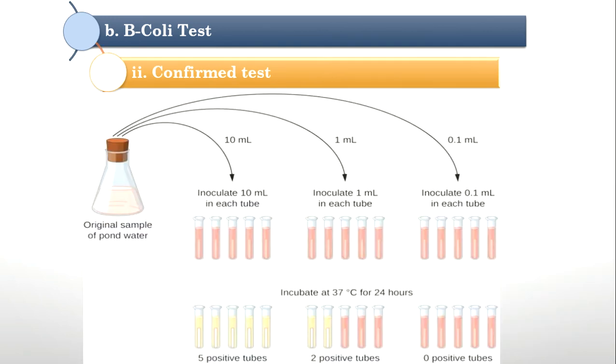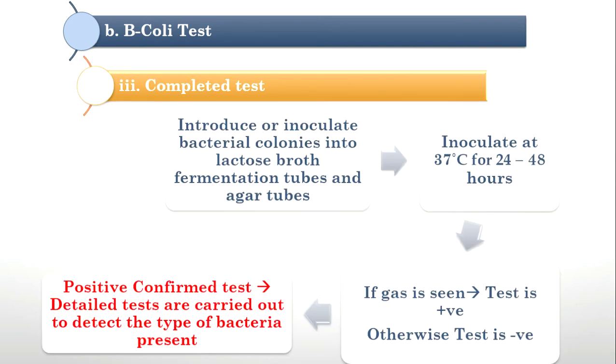So if all these things, this is the confirmed test. If all these things are positive, then we have to move on to the completed test. This is the last step of the B. coli test. Okay. So in this completed test, we will inoculate the bacterial colonies into lactose broth fermentation tubes and agar tubes.